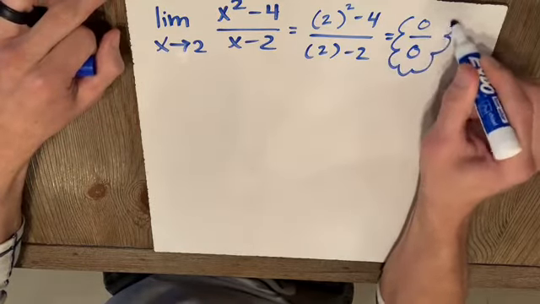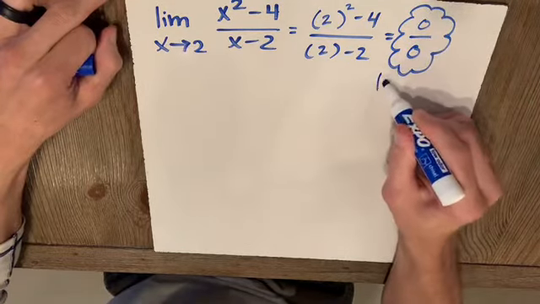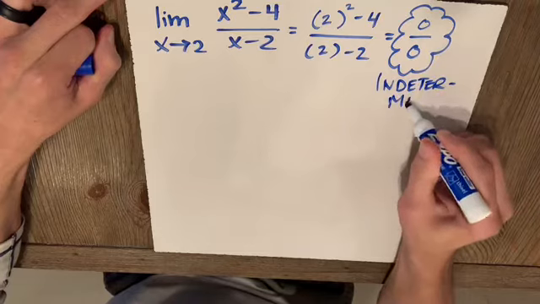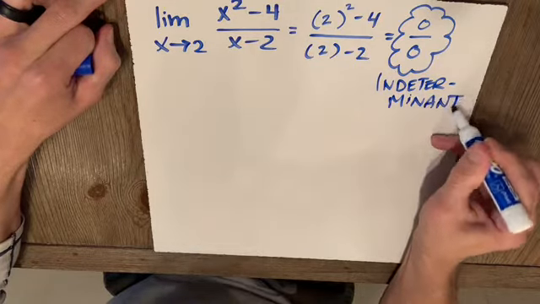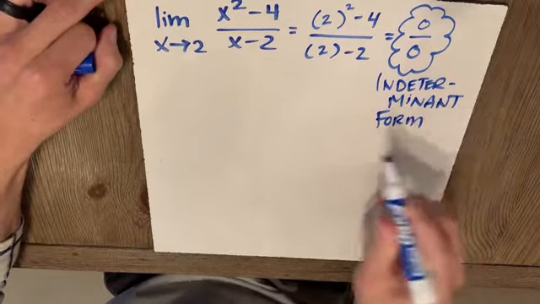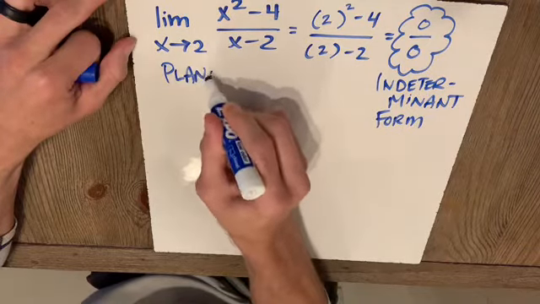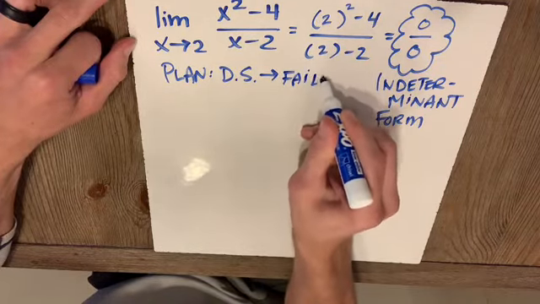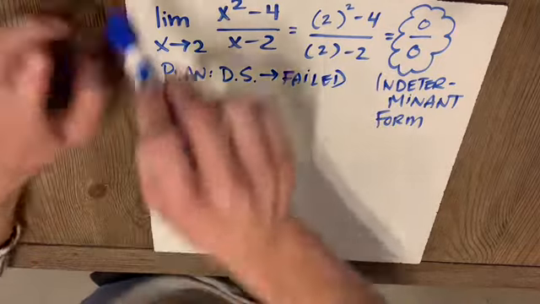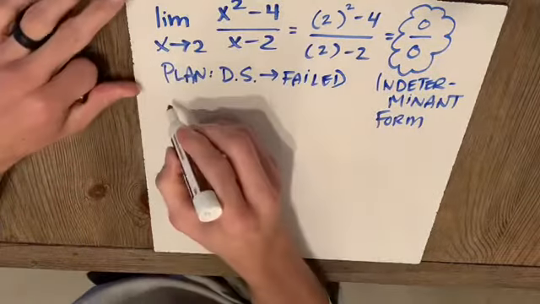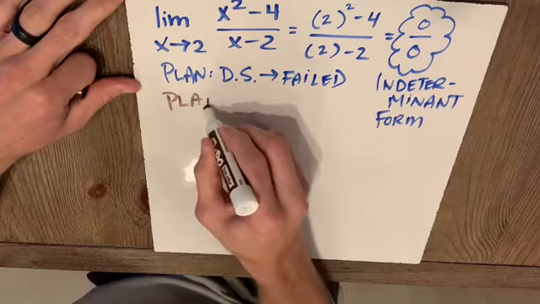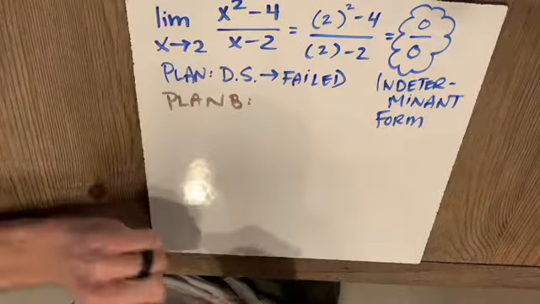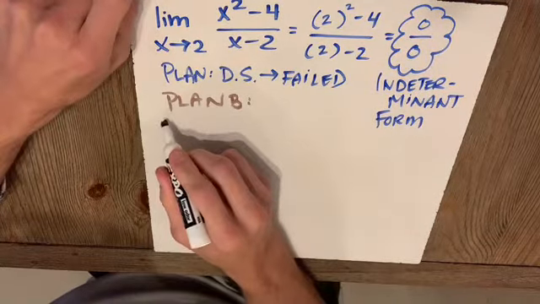Oh my goodness. This is what we call an indeterminate form. It means our plan A, which is always direct substitution, failed. It failed to give us a trend in y. So, folks, we better have a plan B. And we do. If plan A doesn't work, we're going to try to do the following.